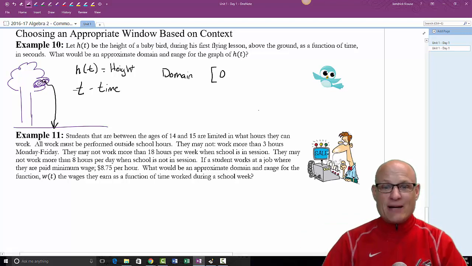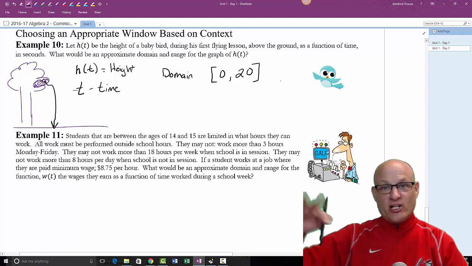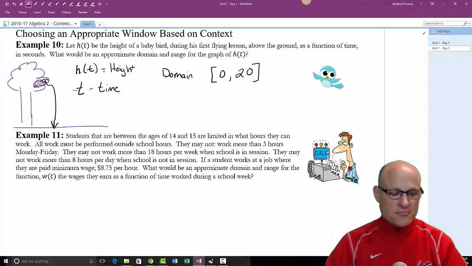I don't know, but I'm going to say maybe 10, 15 seconds. I don't know. Let's go with 20 seconds. You can argue that any way you like. Maybe 20 seconds. Maybe that would be a good window. Maybe you decide this bird's pretty good. It flies, gets tired, and then crashes. But generally not. Range value.